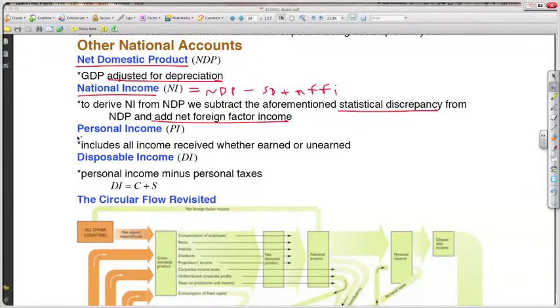Our personal income is just all income earned by us as individuals. Disposable income I've already touched on in an earlier section, where it's just our consumption plus savings. Remember, savings is just not consuming. So another way to find this disposable income is that it's equal to personal income minus taxes.